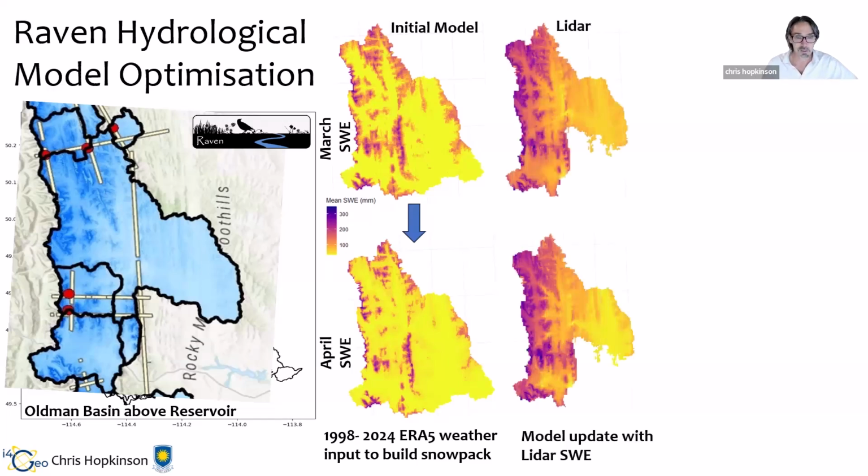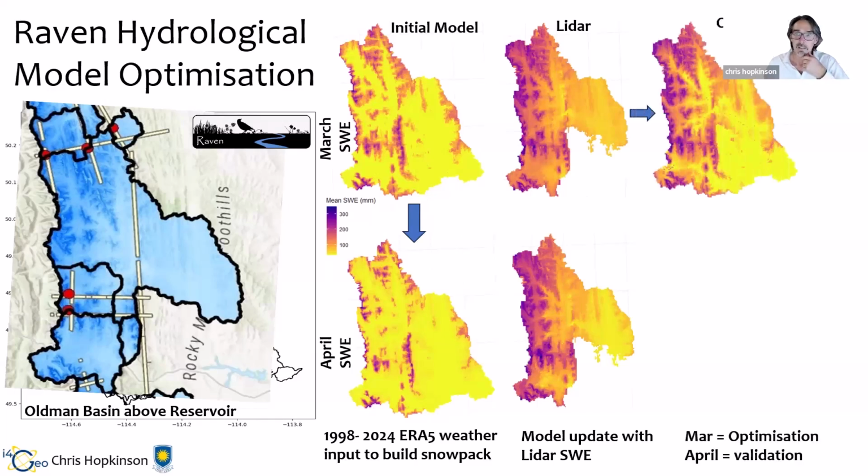What Hannah and James did is they took our LiDAR data and then inserted it into their routine so that they could essentially recalibrate the SWE for the basin. And so using that update meant that they could re-optimize the March condition. So you can see, after applying the LiDAR, they've re-optimized the model for SWE in March. So you can see it's much larger than it was originally.